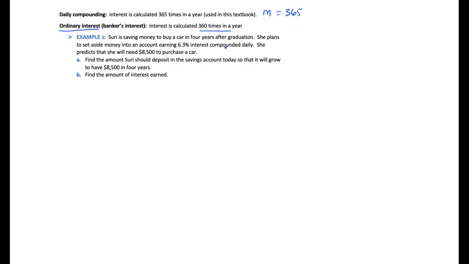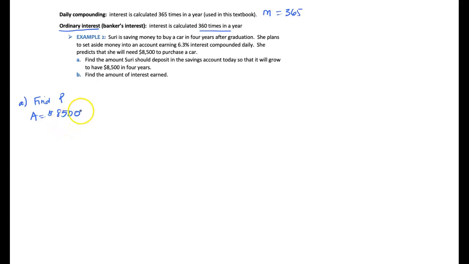Okay. Example 2. Suri is saving money to buy a car in 4 years after graduation. She plans to set aside money into an account earning 6.3% interest compounded daily. She predicts that she will need $8,500 to purchase the car. Part A, find the amount Suri should deposit into the savings account today so that it will grow to become $8,500 in 4 years. So for Part A, we need to find the principal because we know the amount in the account needs to be $8,500.